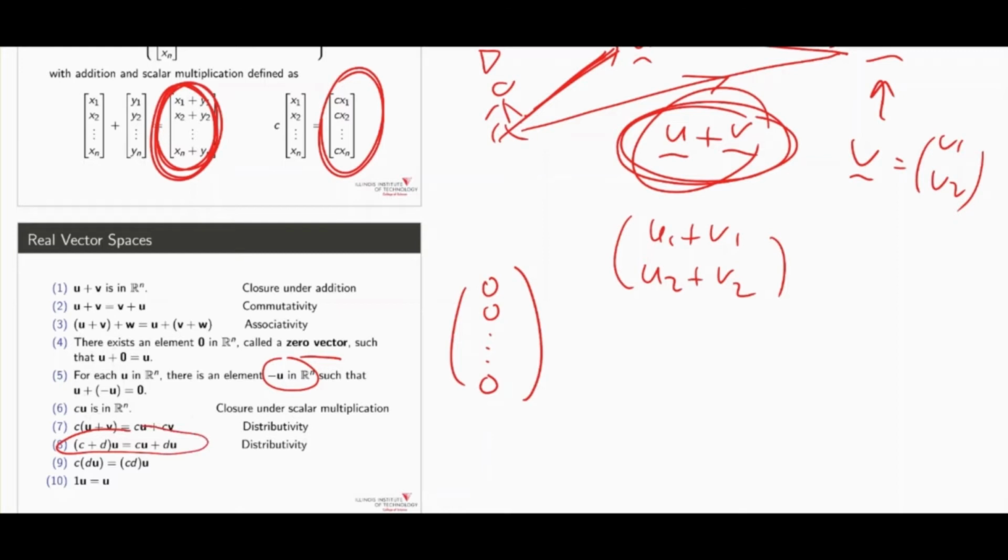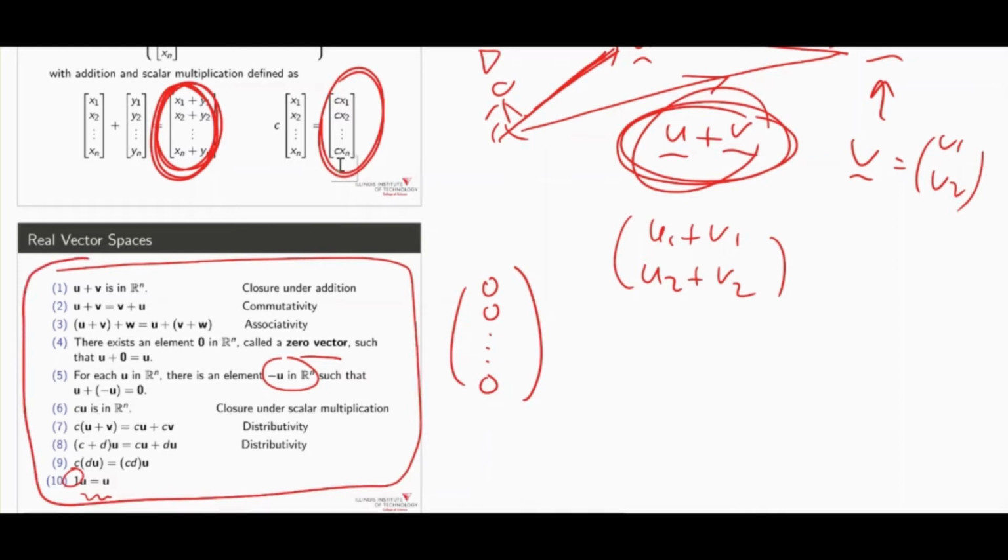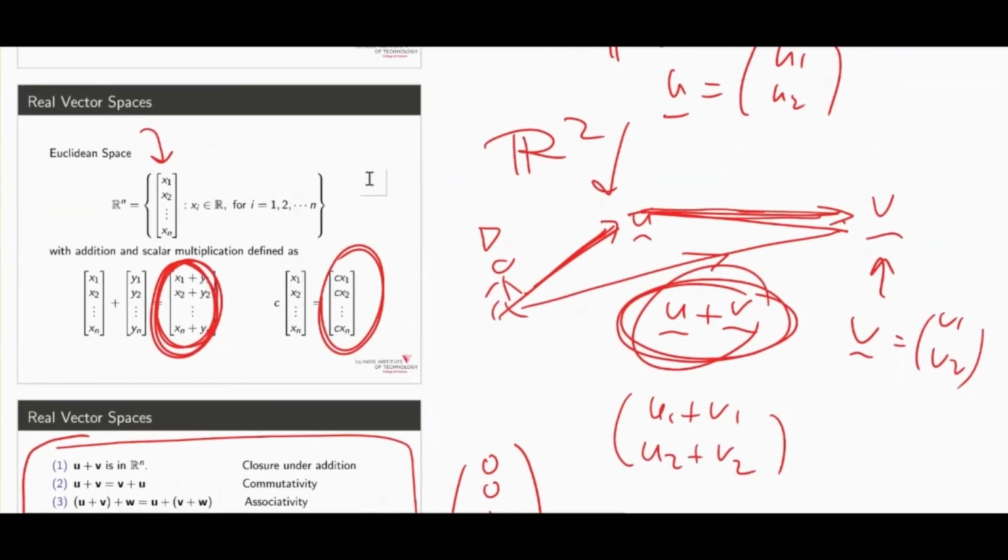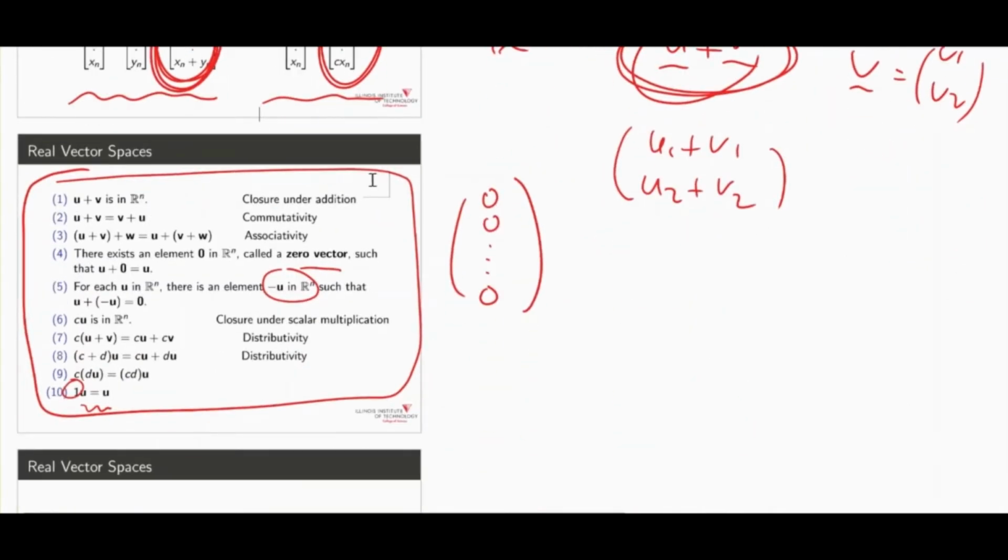We also have this distributive property, and we also have this distributive property, and we have the number 1. The number 1 times that vector u also equals u. So these are all the properties for vectors in Rn. By studying Euclidean space, not just R2 and R3, but Rn, we realize that vector addition and scalar multiplication basically satisfy all these 10 basic properties.